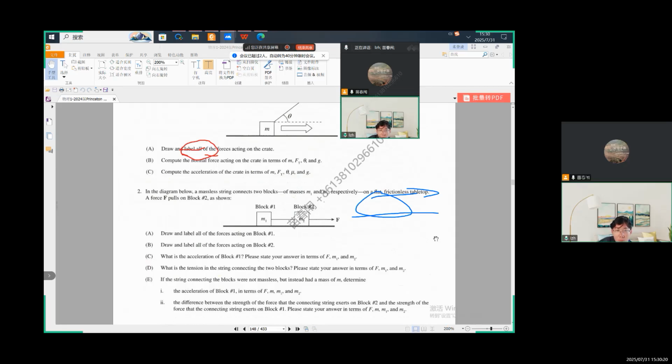So first we've got the normal and gravitational forces, and because block 2 is pulling and there's no friction, it's just the string pulling on it. So it's going that way.